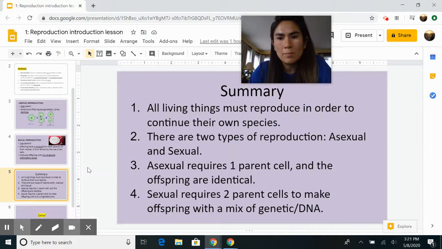So that's it. That's a summary for today. All living things must reproduce in order to continue their species. Okay. You do not need to reproduce to stay alive, but you do need to reproduce in order for that species to continue being alive on Earth. Okay. There are two types of reproduction, asexual and sexual. And basically, asexual requires one parent, and all offspring or children are identical. Sexual reproduction requires two parents, and the offspring have a mix of both genetic information. Okay, that's it for today.